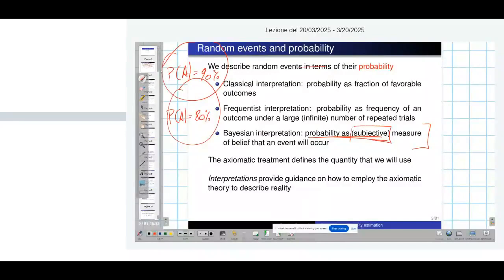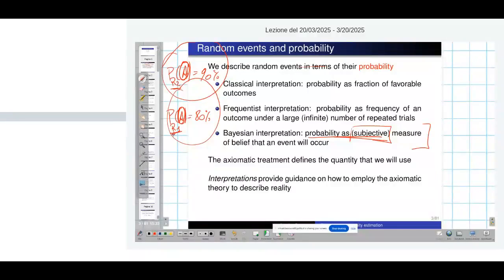The problem is that in the frequentist and in the classical approach, probability is associated to the event that I'm measuring. So the probability is a quantity of what I'm talking about. In the Bayesian approach, the probability is not a characteristic of the object that I'm talking about, but it's a characteristic of the person that is talking about the object.